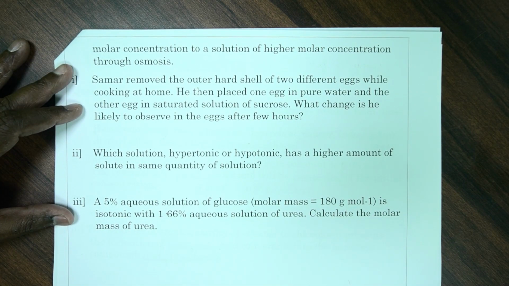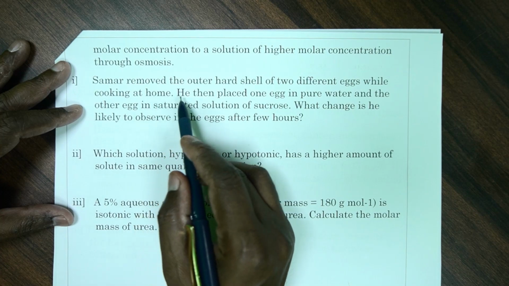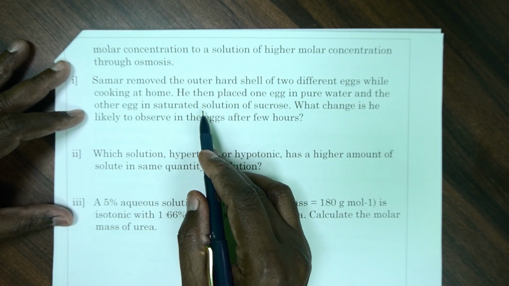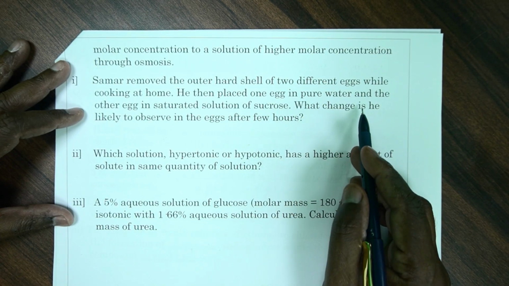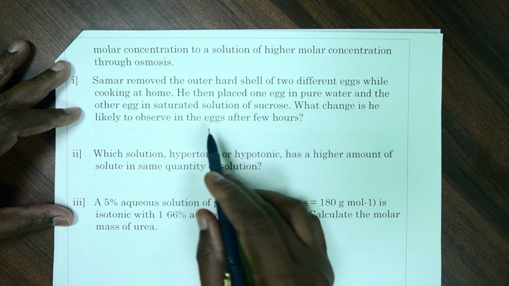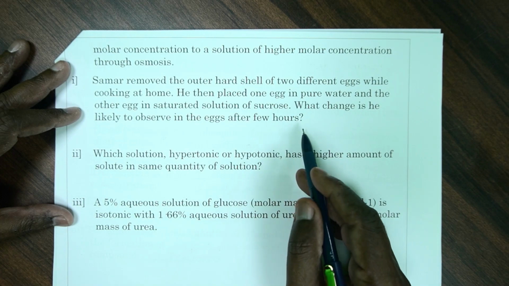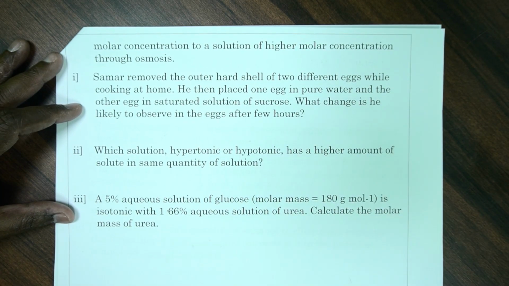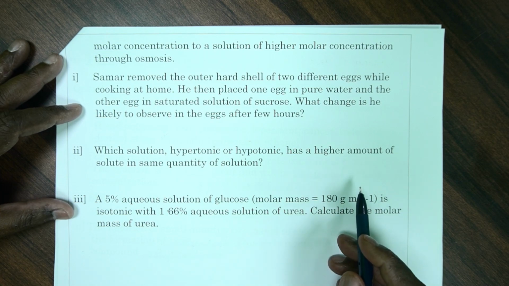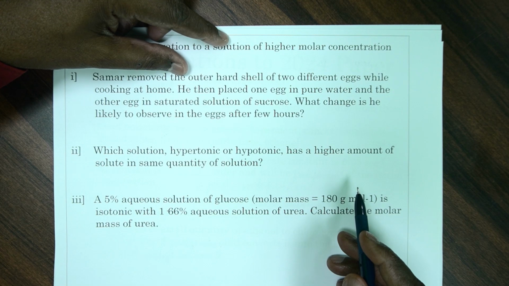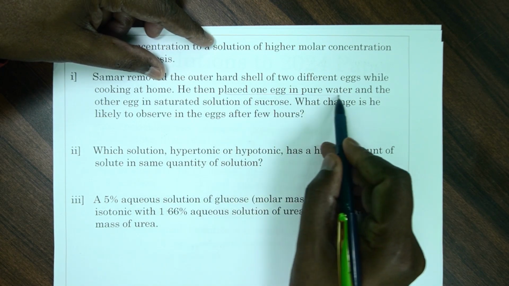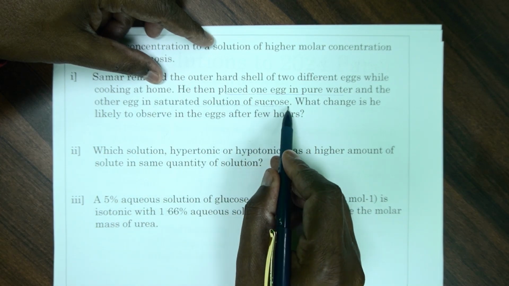The first question is, Summer removed the outer hard shell of 2 different eggs while cooking at home. He then placed 1 egg in pure water and the other egg in a saturated solution of sucrose. What change is he likely to observe in the eggs after a few hours? So this is what we have to see. After a few hours, what will happen? Now, 1 egg is put in pure water, and the other is put in a saturated solution of sucrose.